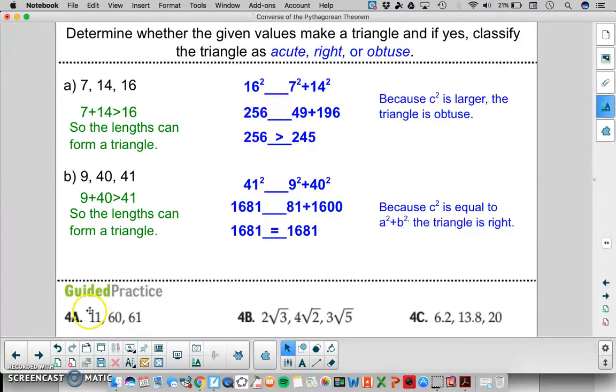Okay, I have some guided practice down here. I want you guys to try these. You're given those three values. First, determine whether they make a triangle, and then classify the triangle as acute, right, or obtuse.